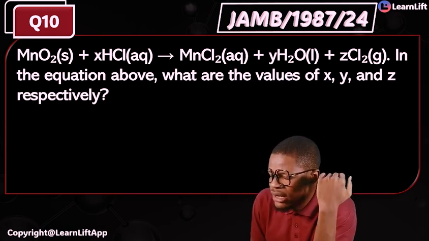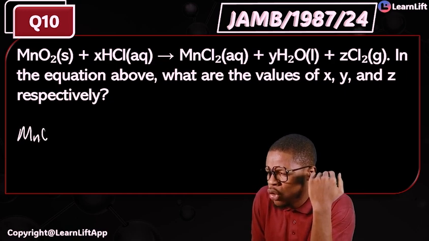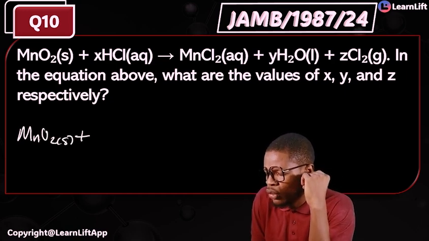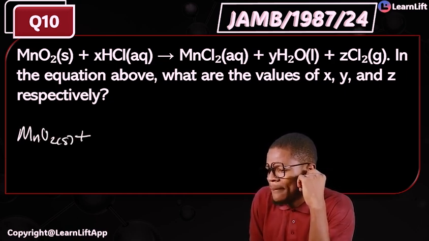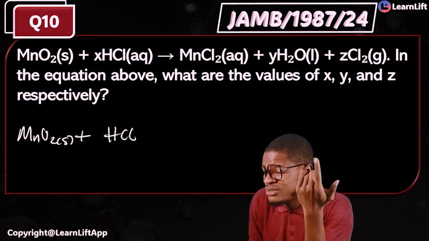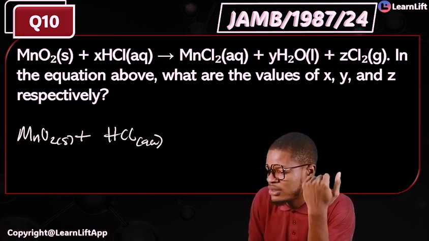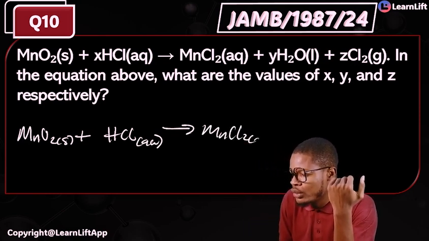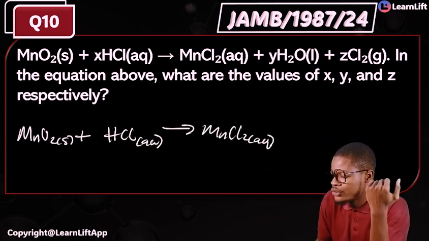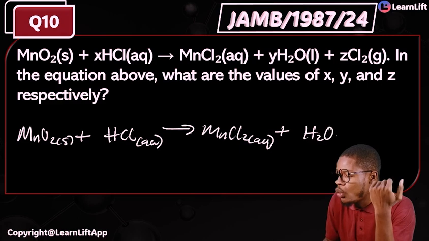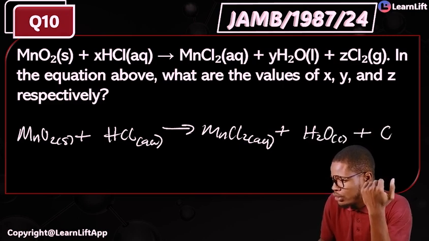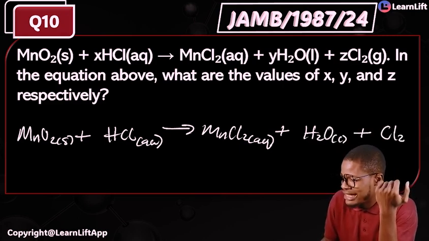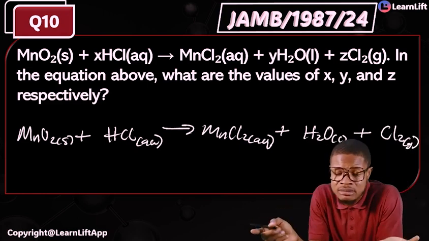Just go straight. Tell us that your MnO2 solid plus your HCl, remove the x, y, and z, remove all of them. First, when you solve, what is it going to give us? Your MnCl2 aqueous, plus your H2O liquid, plus your Cl2 gas. Now, how do I balance this?